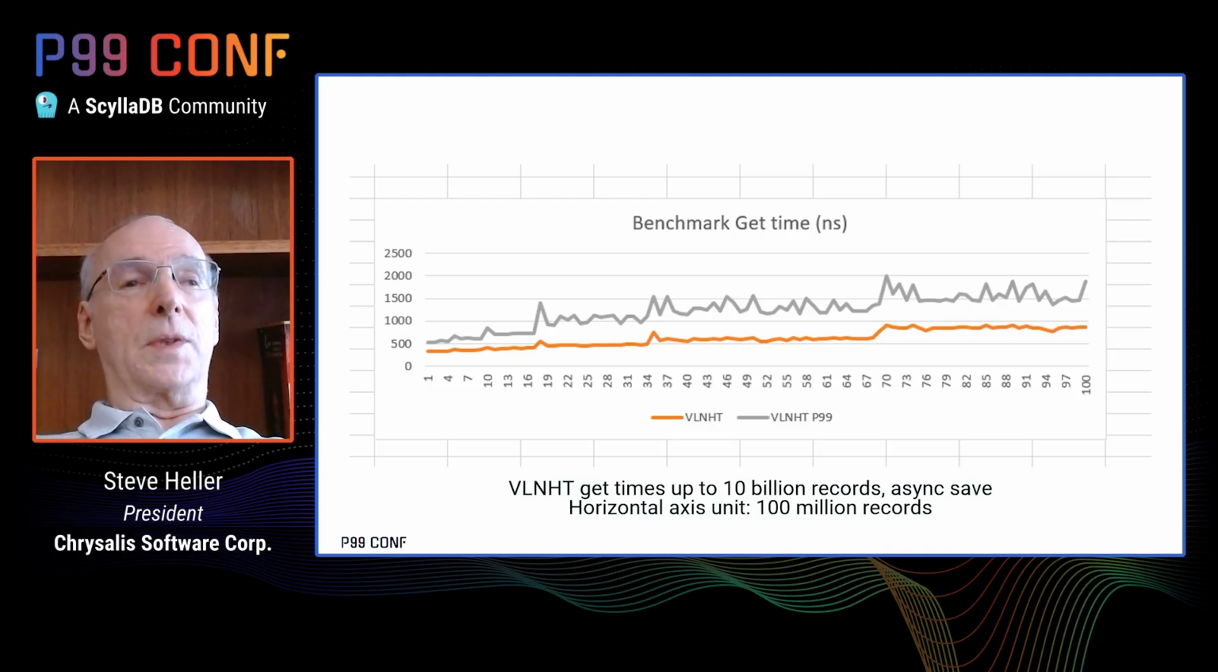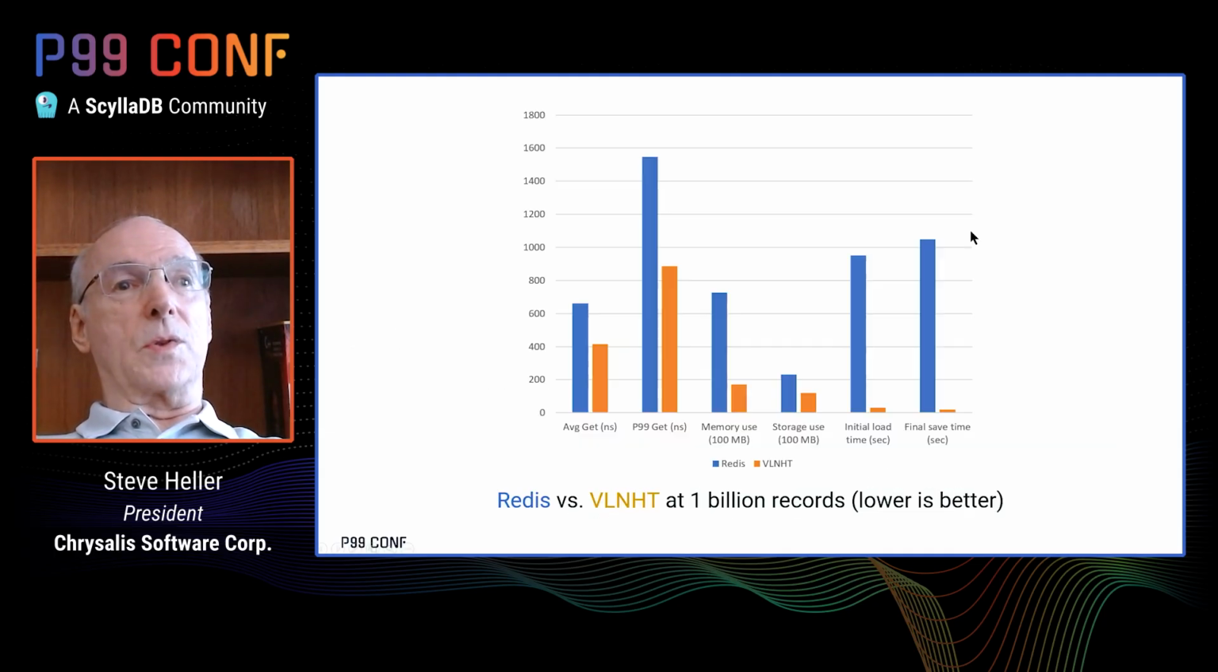Now let's put it all together at a billion records with asynchronous saves during the build process. 37% reduction in average latency for get, 43% reduction in P99 latency for get, 76% reduction in memory use, 48% reduction in storage use, 97% reduction in initial load time, 98% reduction in final save time.